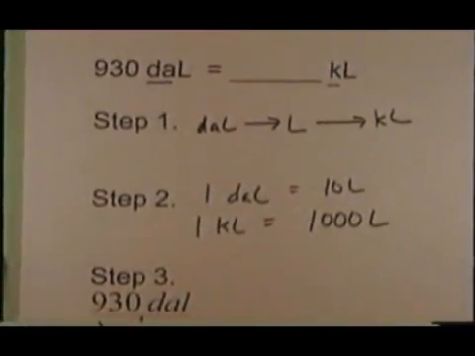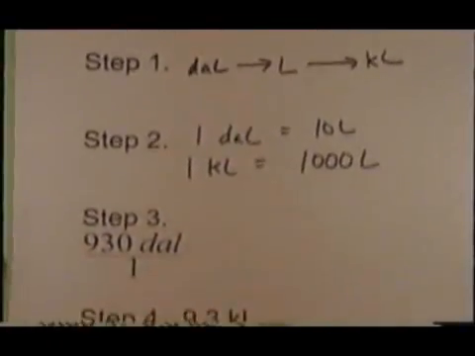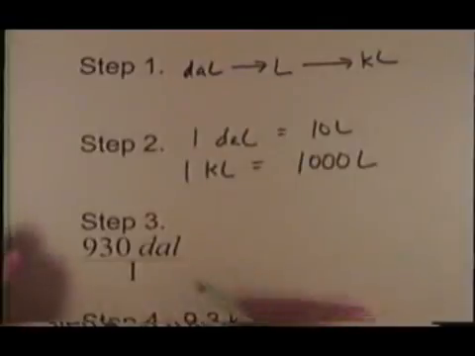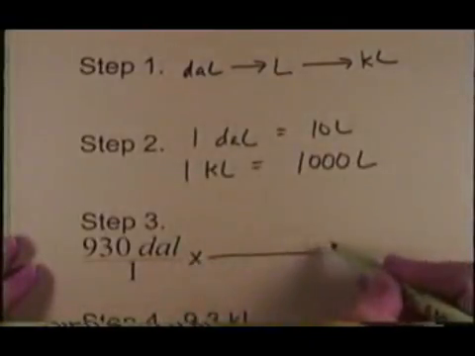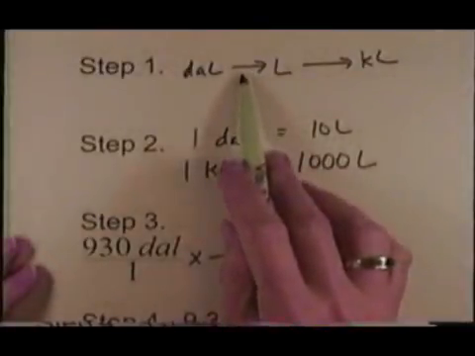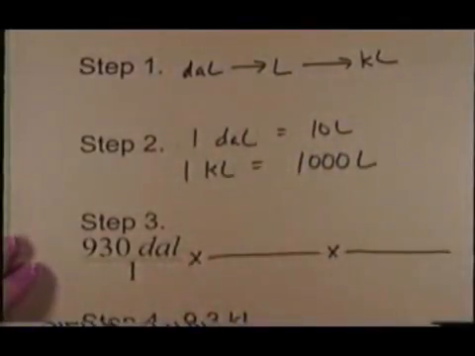Step 3 is to begin with the given measurement, which is 930 deciliters over 1. And then we're going to multiply. I know this will be 2 steps because I have 2 arrows up here, so I'll just go ahead and put room for 2 fractions.